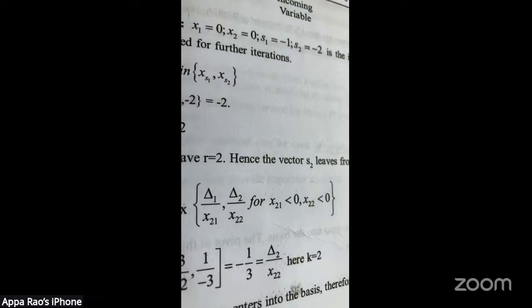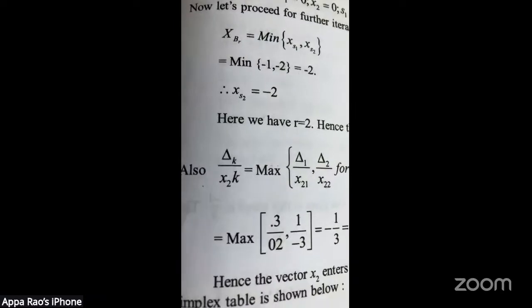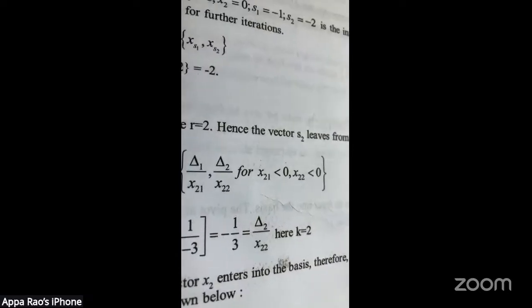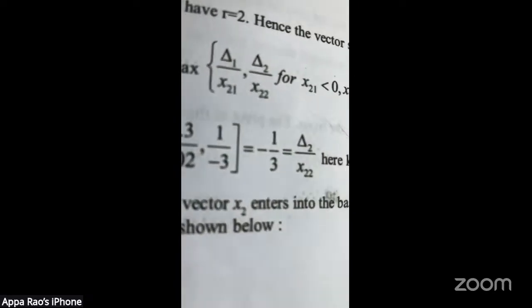From the basis also, delta k by x2k equal to maximum of delta 1 by x21, delta 2 by x22, for x21 less than 0, x22 less than 0. So maximum of 3 by 0, 1 by minus 3, that equal to minus 1 by 3, that equal to delta 2 by x22. Here k equal to 2. So hence the vector x2 enters into the basis. Therefore pivot is minus 3.